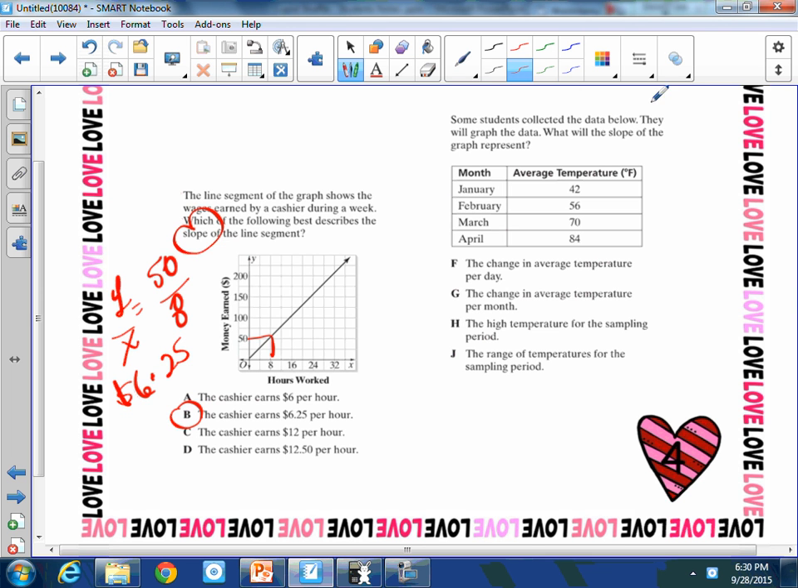Some students collected the data below. They will graph the data. What will the slope of the graph represent? The change in average temperature per day. So let's see. No, not per day, because we don't have days. We have months. The change in average temperature per month. The high temperature for the, nope. The range of the temperatures, no. So it's the change per month.